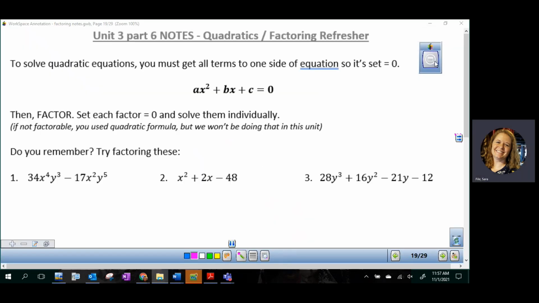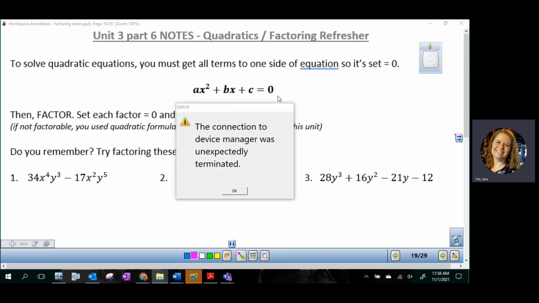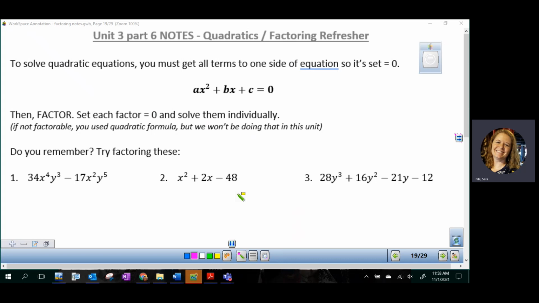Okay, so remember, quadratics are functions when you have x squared. Okay, remember they make the shape of a parabola when they're graphed. Okay, this is our standard form, ax squared plus bx plus c. Okay, if you were asked to actually solve the quadratic, you set it equal to 0 and then factor to solve. Now, if you can't factor, you use quadratic formula, but we're not going to have any, we're practicing factoring.